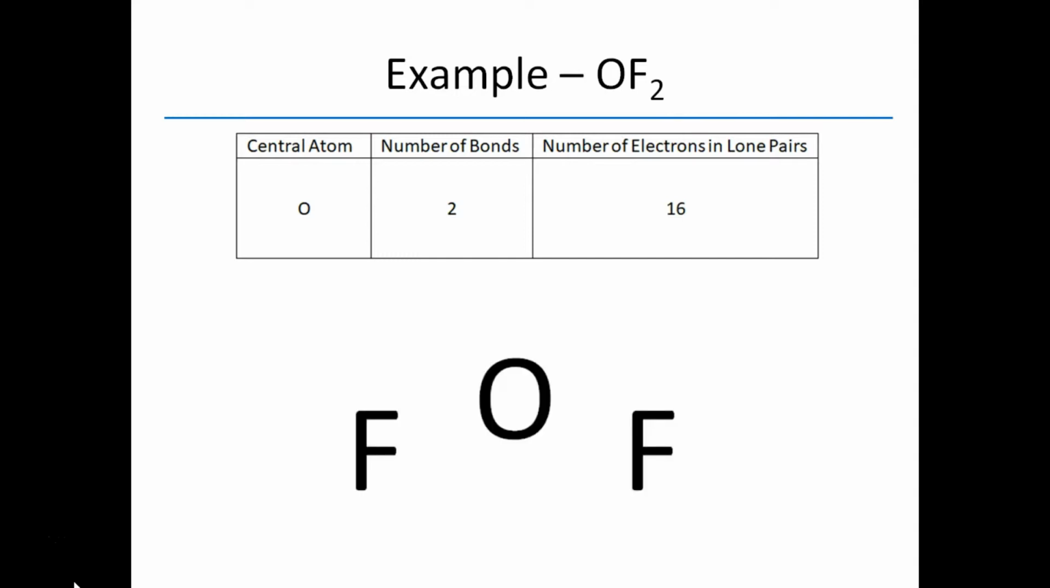So my next step is, as we stated above, we write our atoms with the central atom in the middle. So I have my oxygen in the middle, and then I have my 2 fluorines on the peripheral. Then I'm going to add a single bond between each of them. So now that I've used up my 2 bonds, I have none left.